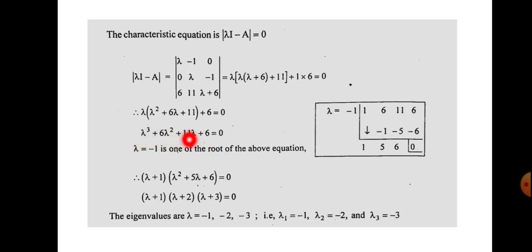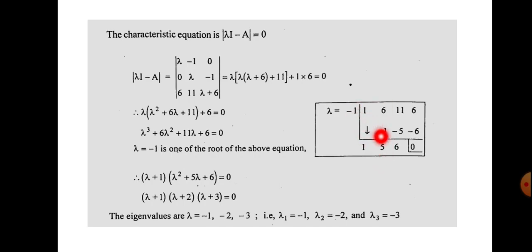So 1, 6, 11, 6. You can write it 1, 6, 11, 6 here, and minus 1 will write in here. First entry is same, so this is 1. And 1 and minus 1 is multiplied, so you will get minus 1, that is minus 1 you will put here, and you will add these entries, so you will get 5.